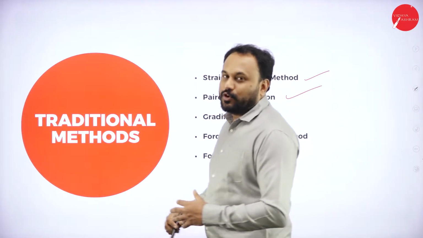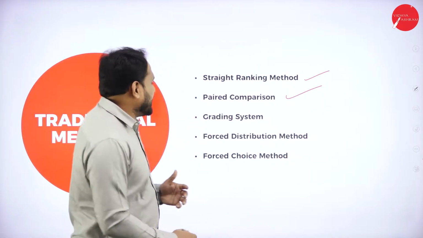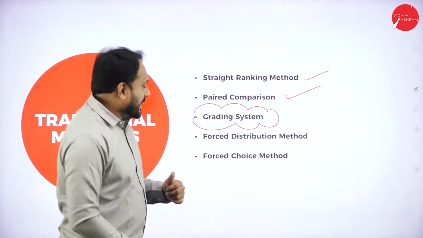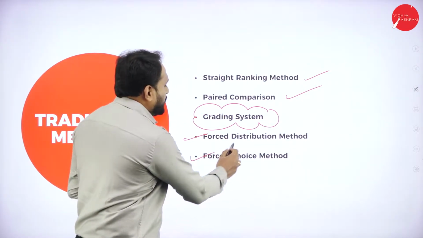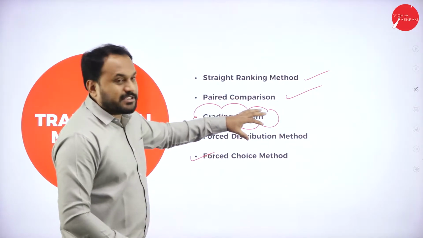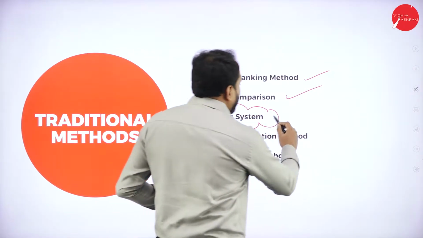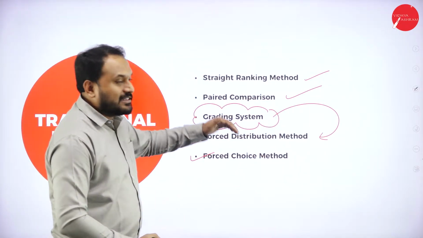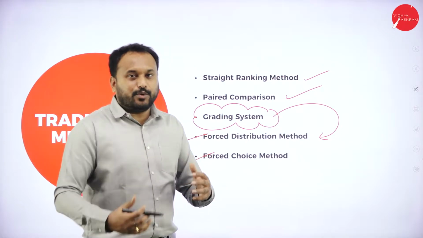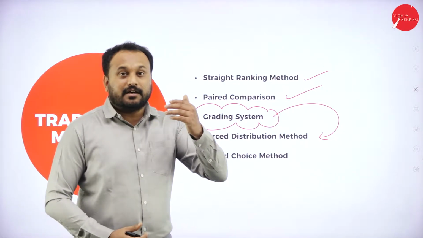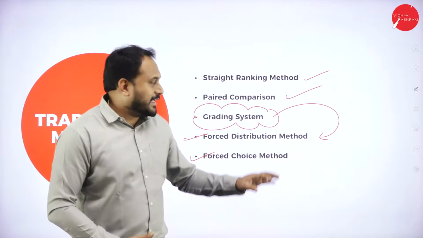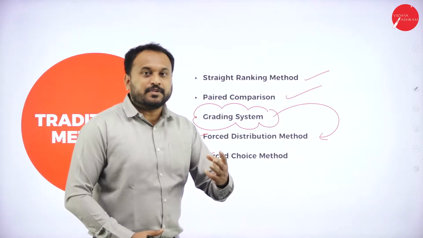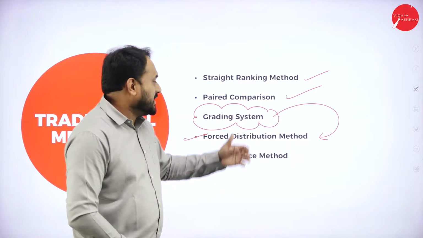Today I'm going to teach you more about the grading system, what exactly the grading system is all about. Then we'll go with two more, that is forced distribution and forced choice method. Sometimes this grading system is modified as a forced distribution method. Grading, in the sense, on the scale of grade they go with excellent, good, average, poor, like that. And when we go with the forced distribution method, there are three types. Now I'll be telling more about these things.